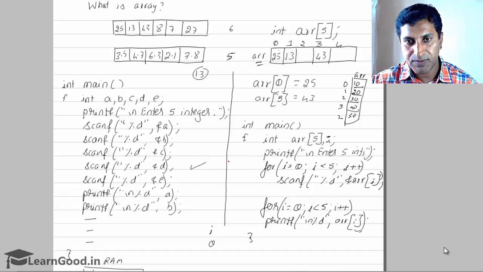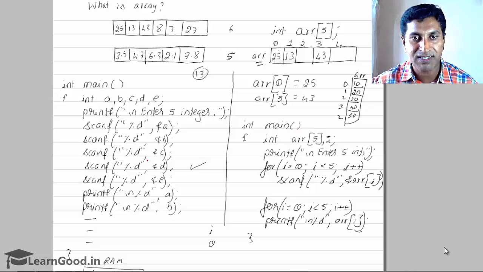What is the difference between these both? How many lines of code have we written here? 1, 2, 3, 4, 5, 6, 7 lines. 6 lines of code we have written, whereas here we have written around 13 lines of code.